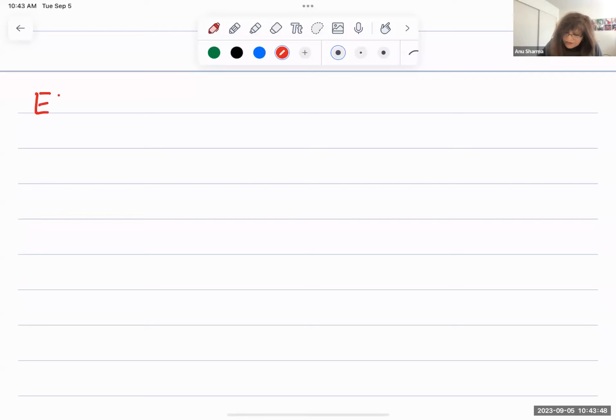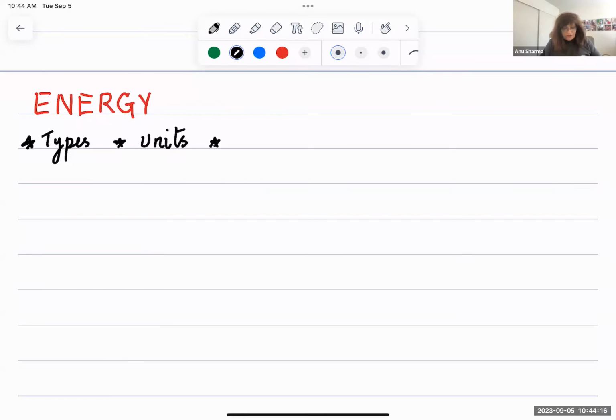Next, we are going to look at the concept of energy. What are the different types of energies that you guys know of? Or what is energy? How do you define energy? First of all, we look at the different types of energies, then the units of energies, and then the conversions between the units, so it's just easy for you.